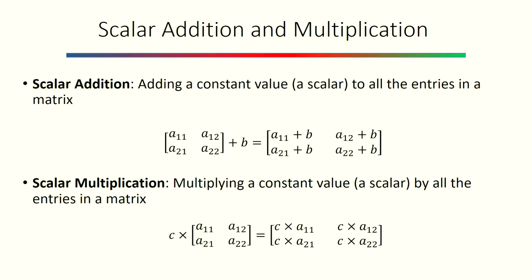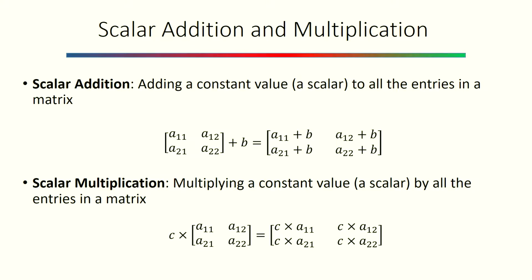Scalar addition and multiplication for matrices is basically the same as scalar addition and multiplication for vectors. For scalar addition, you simply add the scalar to each index in the matrix. So as shown in the top equation, matrix A plus scalar B will now have entries A11 plus B, A12 plus B, A21 plus B, A22 plus B.